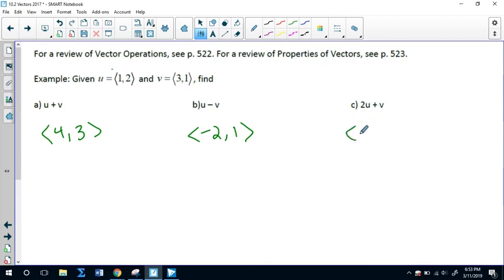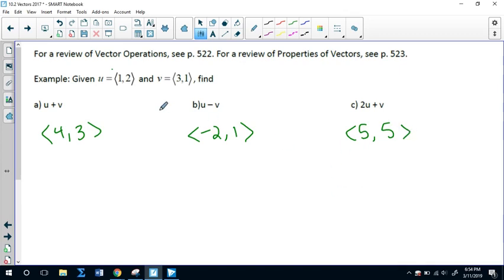And then I have to multiply u by 2 and then add it to v. So 2 times 1 is 2, plus 3 is 5. 2 times 2 is 4, plus 1 is 5. So this vector is 5, comma 5.